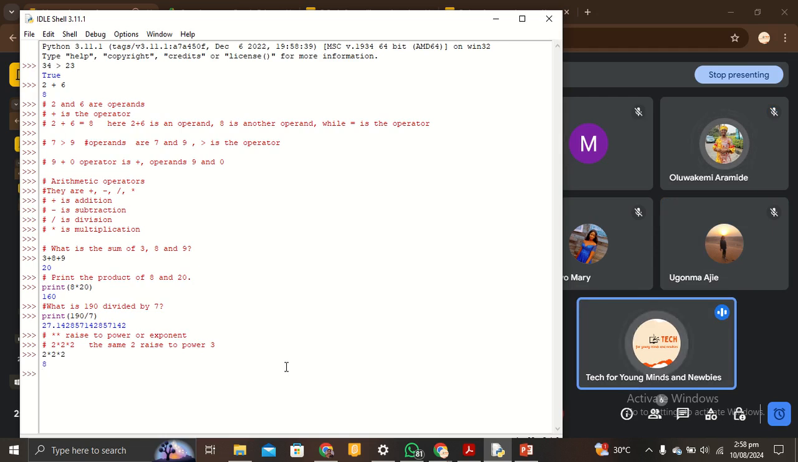So let's see, what is 2 times 2? Everybody. 4. Now, times 2 again. What will that give us? 8. Is that okay? So instead of writing 2 times 2 times 2, I can type 2 exponential 3. That means 2 raised to power 3. 2 in 3 places. I will still get 8.